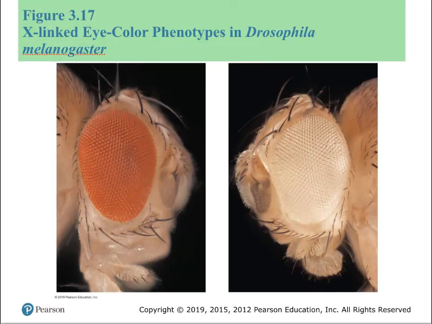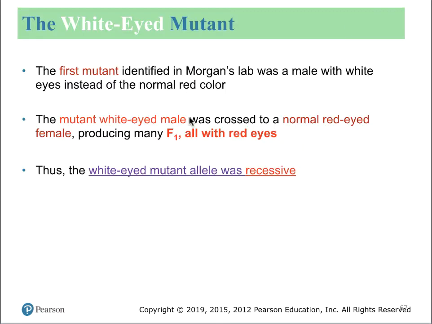The very first mutant that the Morgan lab identified was a white-eyed male. The fly had a white eye compared to the wild type red eye. So this is a red-eyed fly, male, and this is the mutant fly. It has a white eye, phenotypic. The lab mated the white-eyed male with a normal red-eyed female, and they looked at the F1 progeny. And all the F1, all of them had red eyes. From these findings, they concluded that the white-eye mutant allele was recessive.